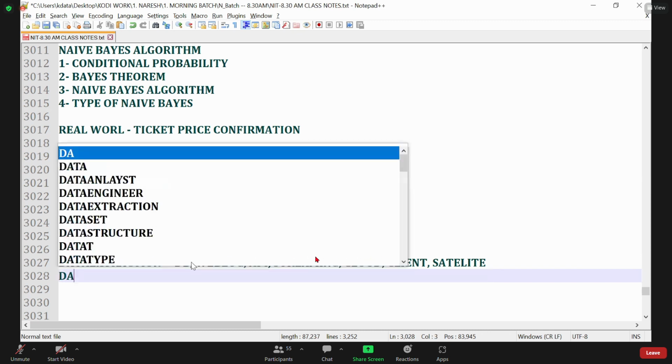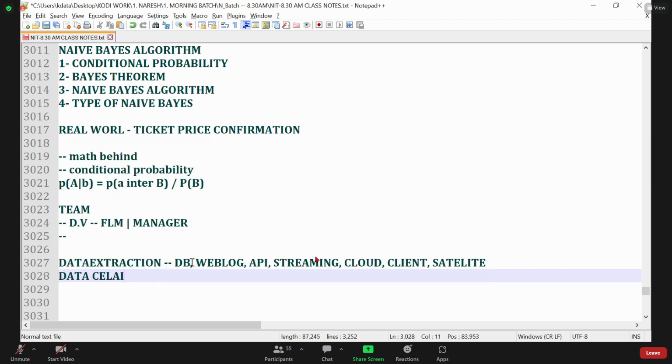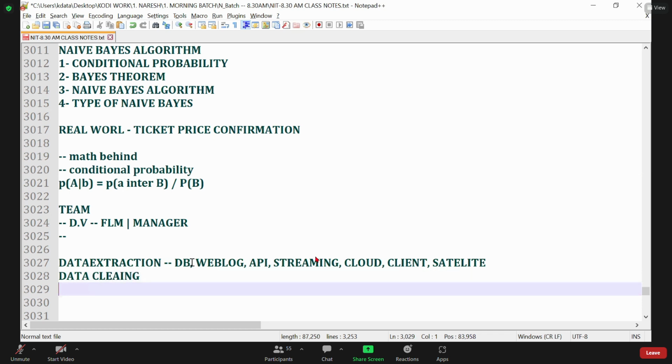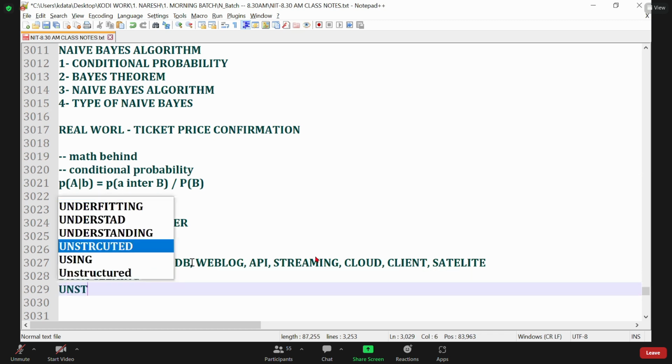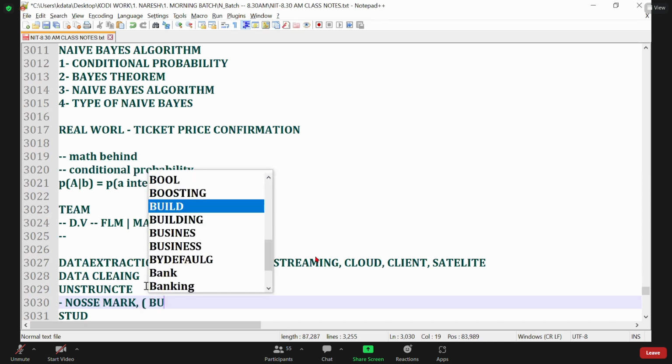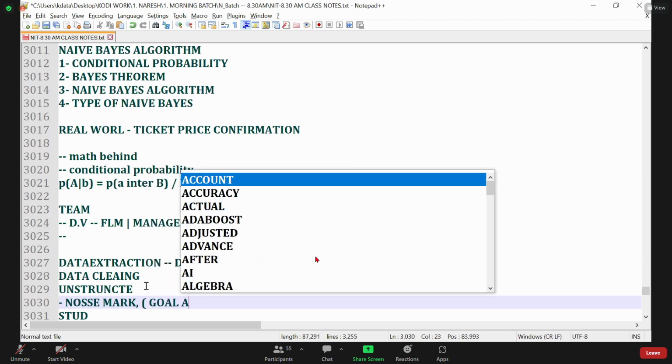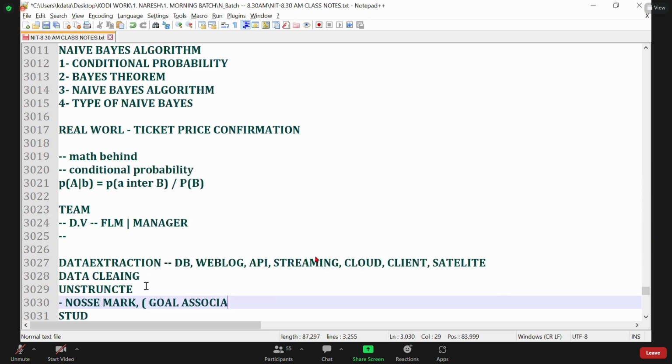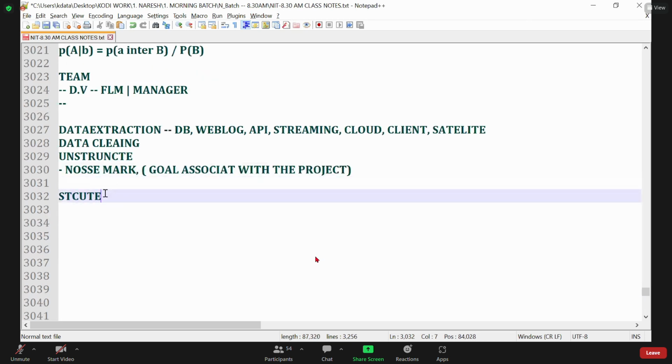Once we extract the data, the second process is data cleaning. Data cleaning happens on both unstructured data and structured data. If the data is unstructured, you need to remove the noise, the noise in pictures, images, sound, and all those things. And every project has a goal associated with it, right, guys? I mean, what are you trying to do with the structured data?